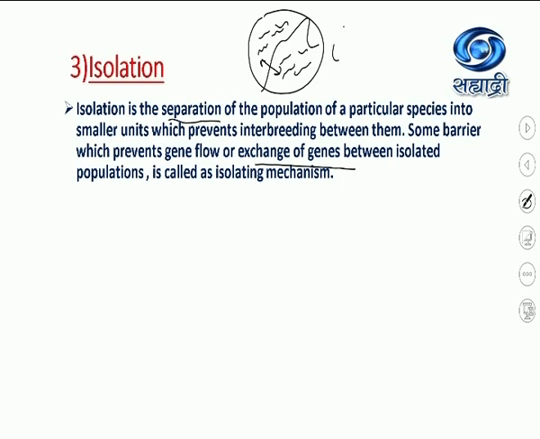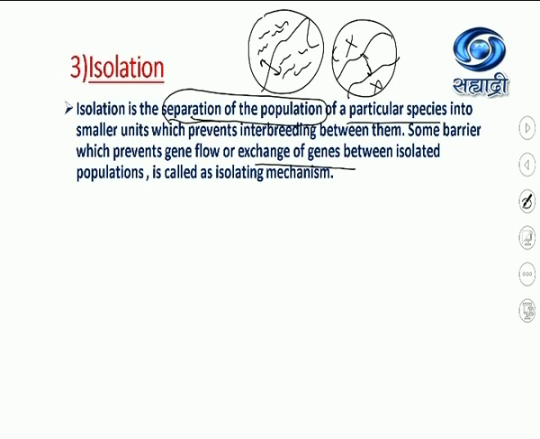No interbreeding takes place, so they are isolated. Or we can say that there is a big population of, say, some frogs or insects, anything you can consider, and there is a big river. The population of these insects cannot go across because this is a very broad river. So there is some barrier, and because of these barriers they are not able to interbreed, so they are isolated. We are going to study this isolation in detail. Did you understand the concept of isolation? It is separation of the population.